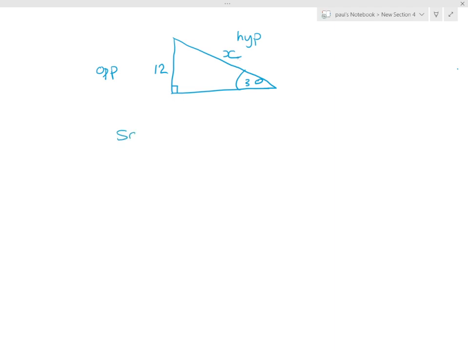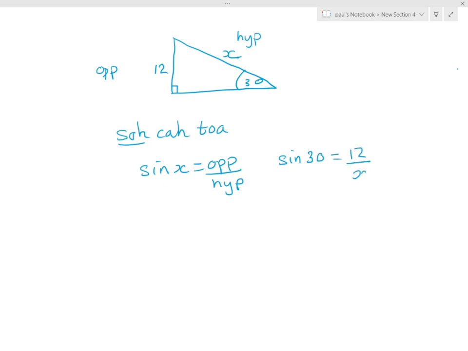So next we write SOH CAH TOA, and we want something with the opposite and the hypotenuse in. Opposite and hypotenuse is this one. Sine x equals the opposite divided by the hypotenuse. So sine 30 equals opposite is 12, hypotenuse is x, that's what we don't know.